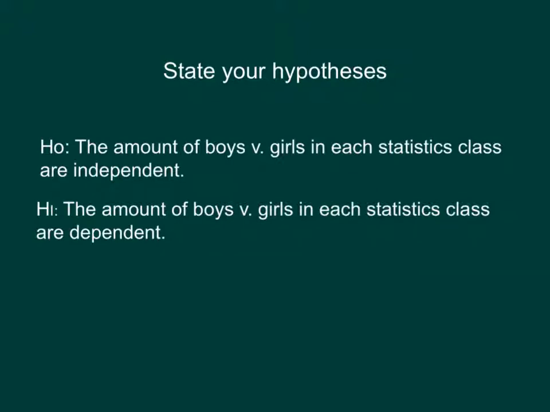All right, now we have to state our hypotheses. The H0 is that the amount of boys and girls in each class are independent of each other. And the alternative hypothesis is that the boys and girls in each statistics class are dependent upon each other. In all of these types of problems, the H0 will always be that the two variables are independent, and the alternative will always be that the variables are dependent.